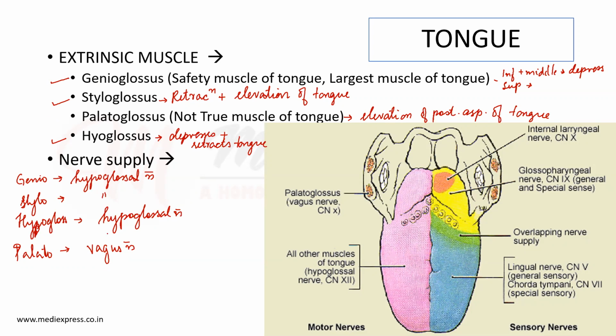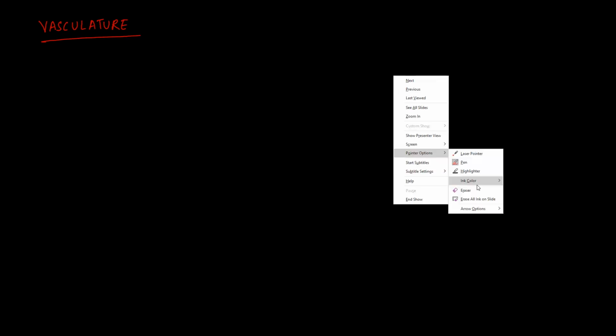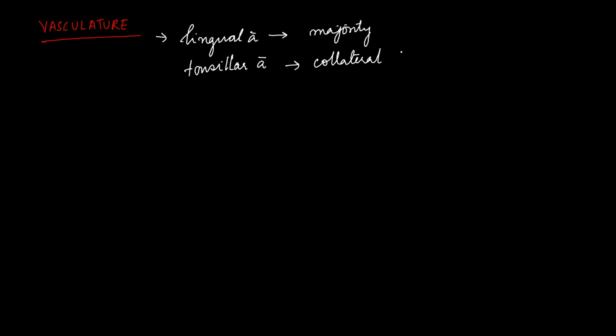Now when we are talking about the tongue, let's see the vasculature of the tongue. Which artery is supplying the tongue? Remember, we have two arteries. One is the lingual artery, which supplies the majority. But we even have the tonsillar artery, which is also supplying. This helps in collateral circulation. The lingual artery supplies most parts, and the tonsillar artery helps in the collateral circulation.